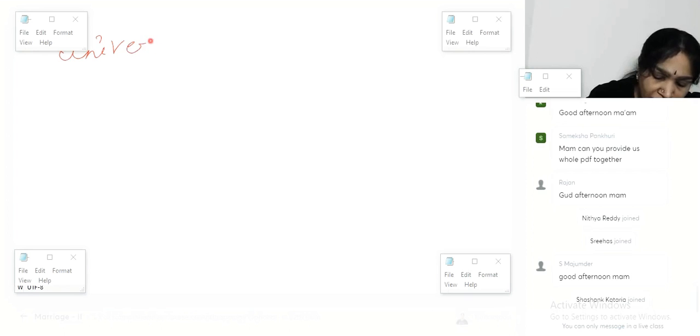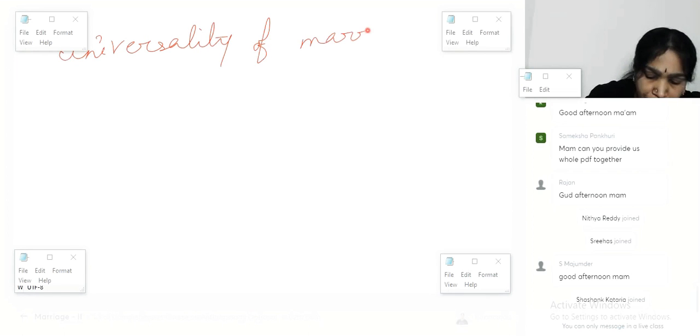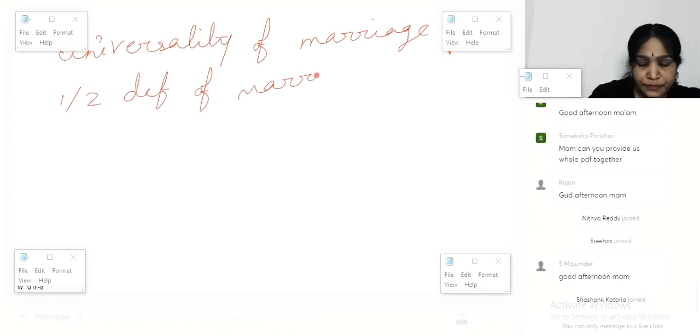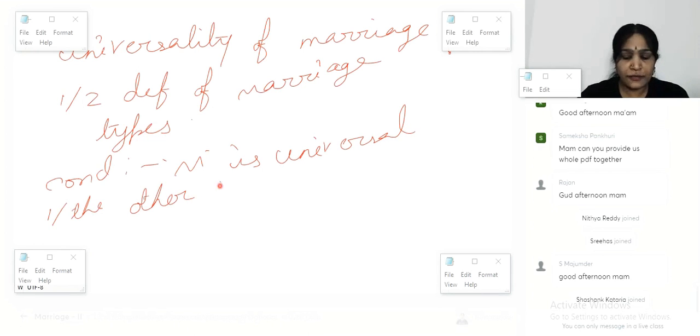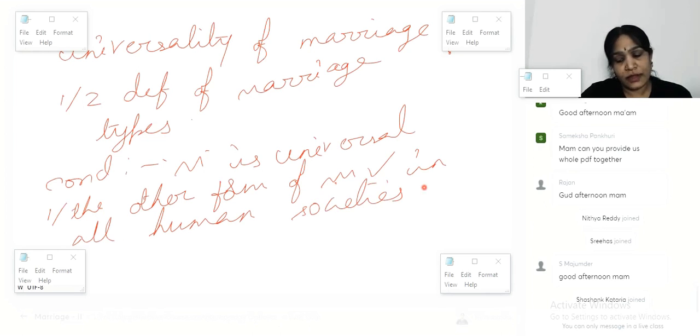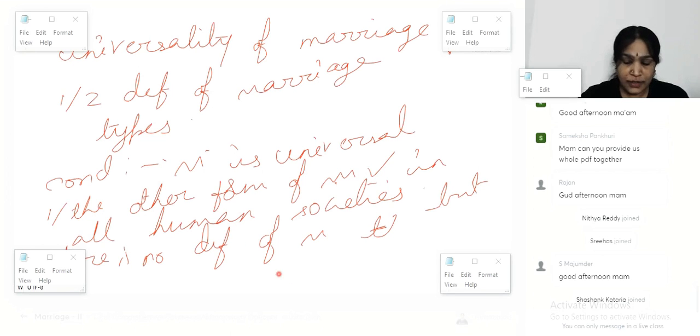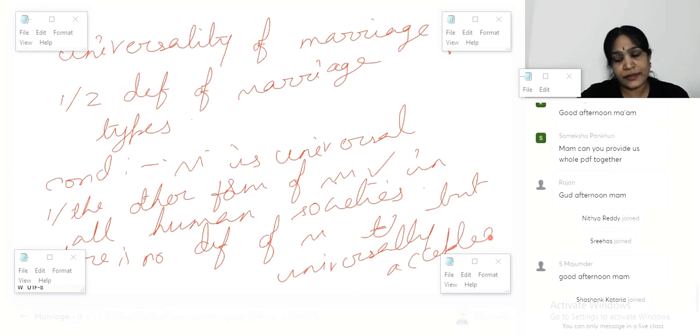If the question is universality of marriage, what you have to write is 1 or 2 definitions of marriage first. Then you write the types of marriage. This question is more or less similar to that question only. Till here this is the same as the previous answer. Then in the conclusion, write: marriage is universal. One or the other form of marriage is present in all human societies. But there is no definition of marriage which is universally accepted. Write down this structure.